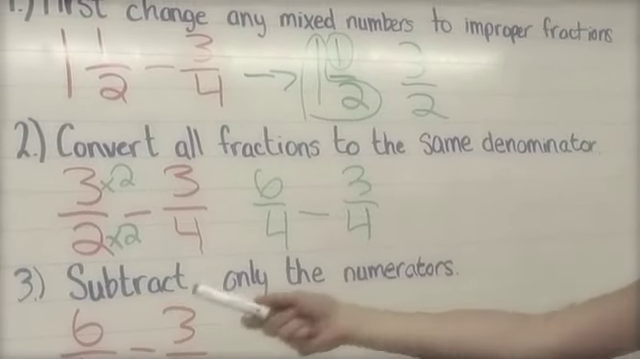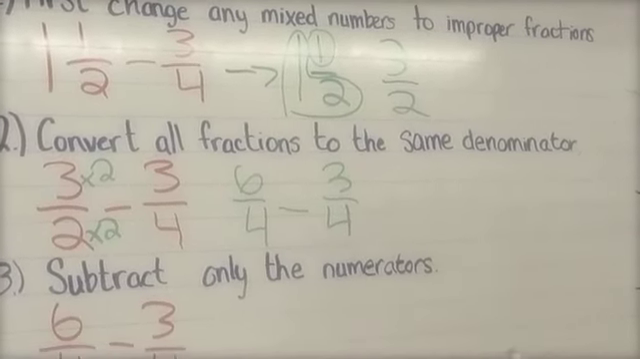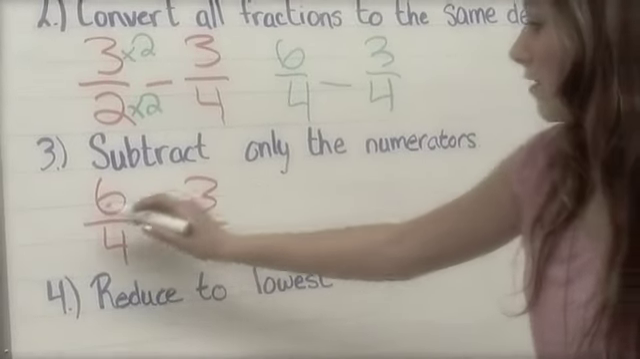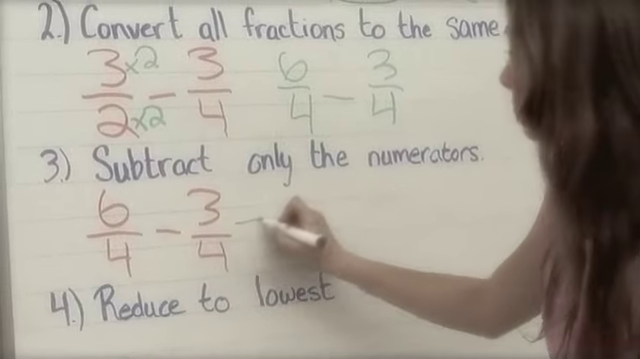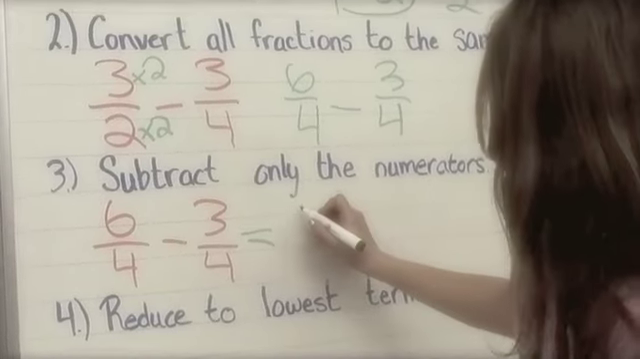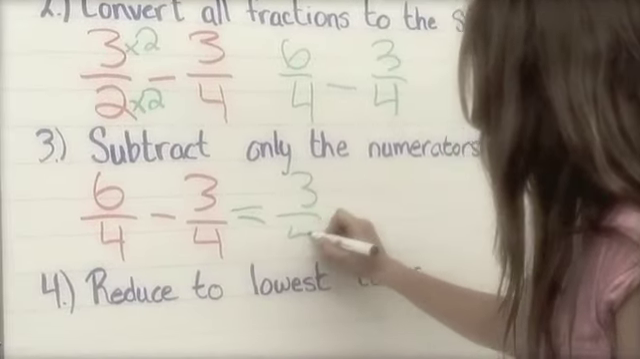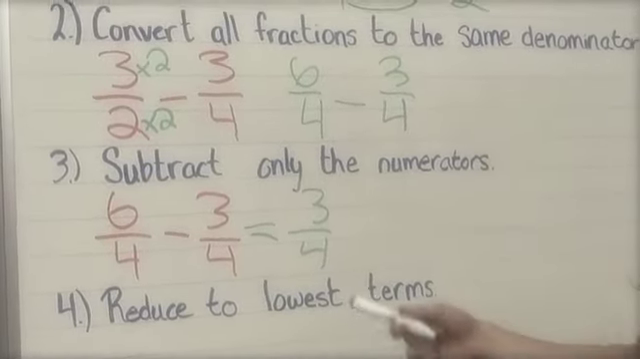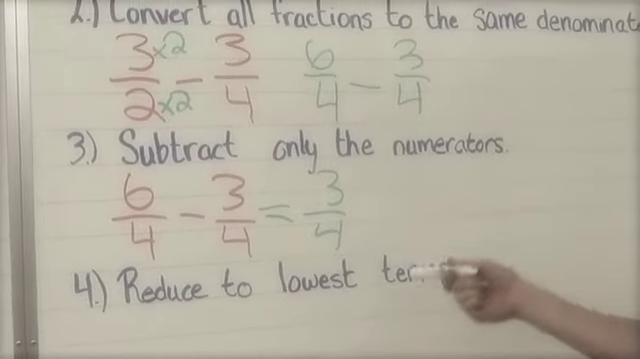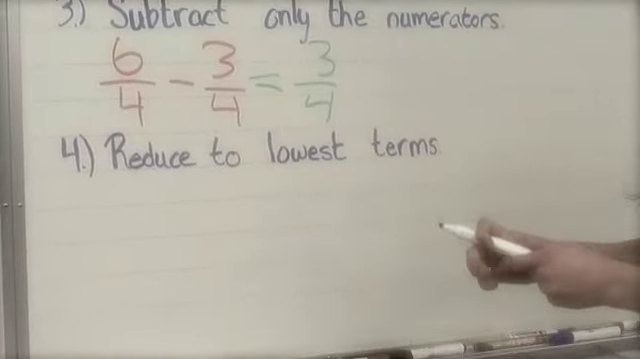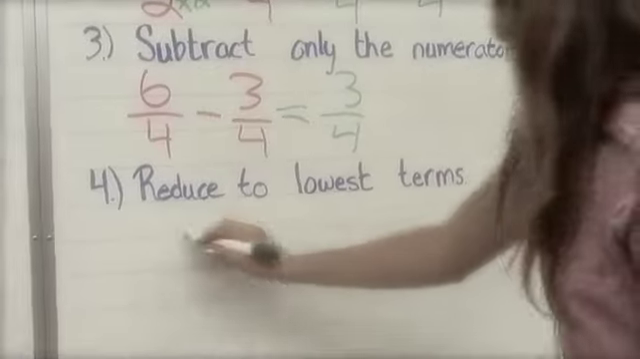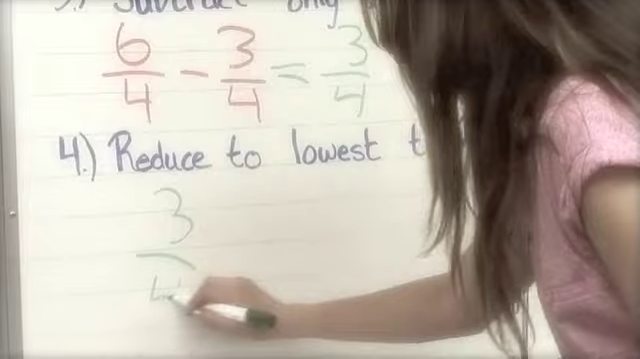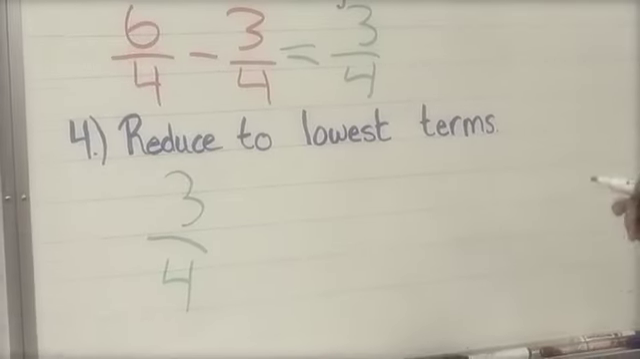Then the third step is to subtract only the numerators. So the top numbers are the numerators. And there is your answer. The last and final step is to reduce to the lowest terms. In this equation, 3/4 cannot be reduced, so it stays the same.